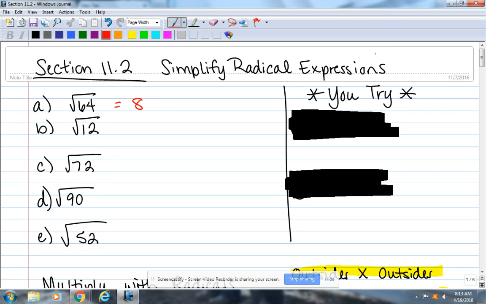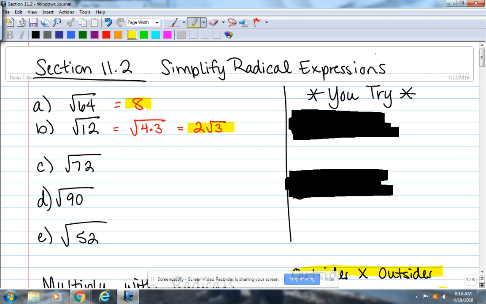So you're looking for a square that goes into 12. 4 does. So you change radical 12 into radical 4 times 3, because 4 times 3 equals 12. You find a square that goes into 12, and then you break it into factors, one of them being a perfect square. What is the square root of 4? 2. So you pull that to the outside, and you're going to have 2. We cannot simplify the square root of 3, so you leave it as radical 3. So 2 radical 3 is our simplified answer.